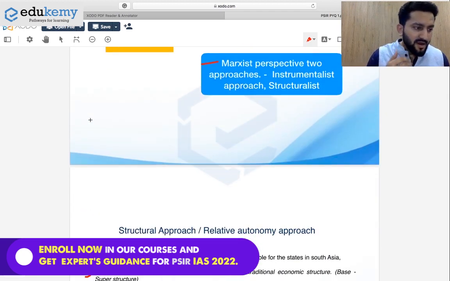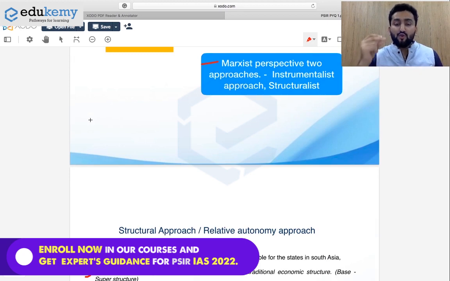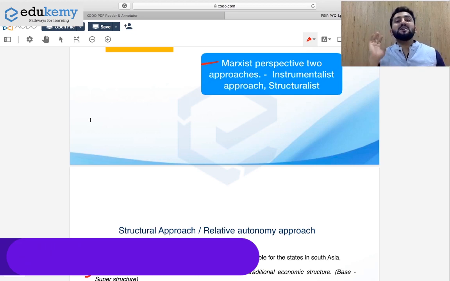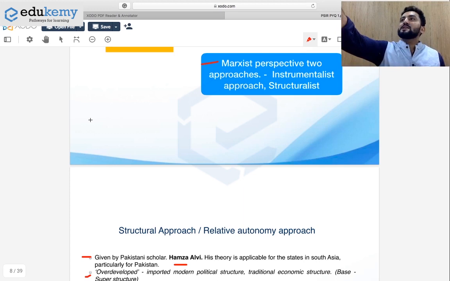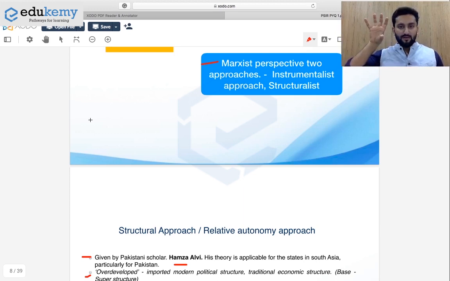And you can have a clear expression when you have a structure in your mind itself. So that when a question comes, I have to explain the overdeveloped state. I'm going to mention that in the post-colonial state, what is found is that their political institutions are imported, but their economic structure is traditional. For example, India, Pakistan: our political institutions, it means our public offices, the Prime Minister's office, Parliament, President's office, CM's office, our bureaucracy.